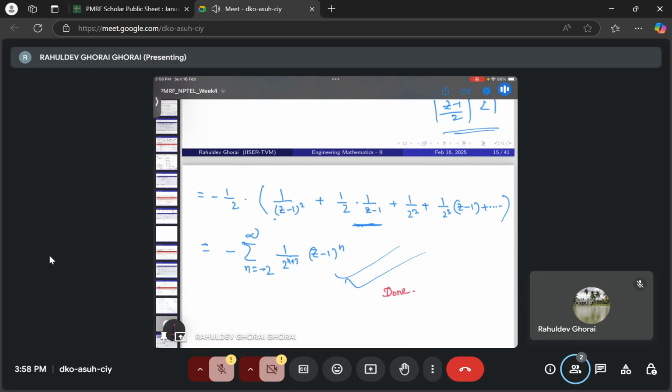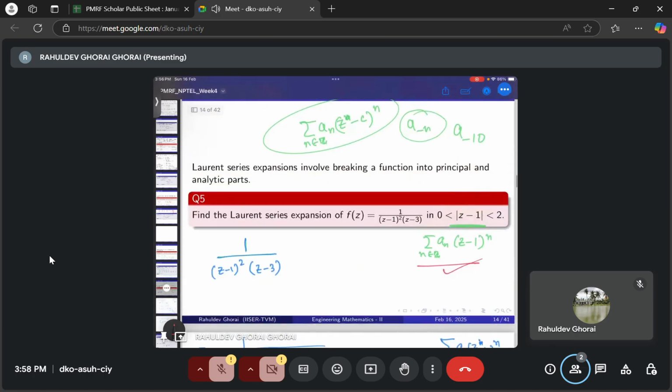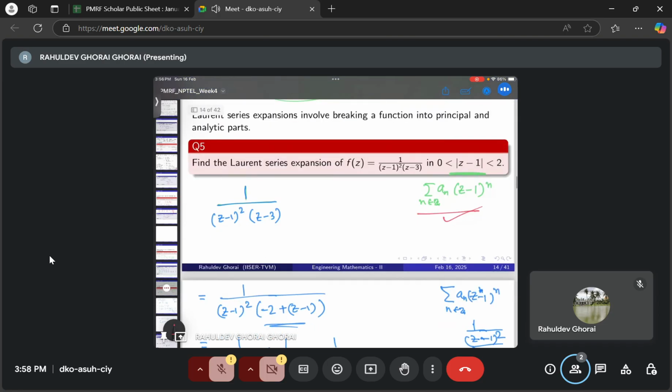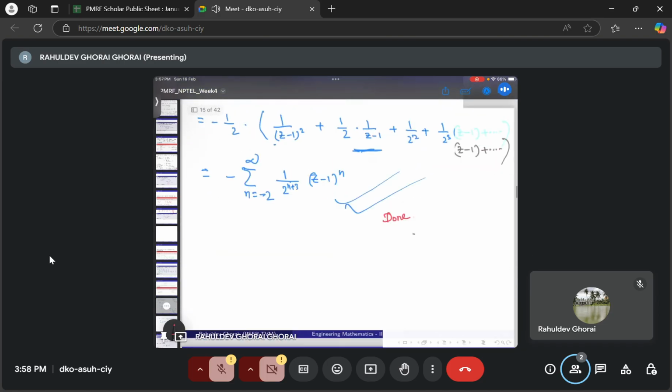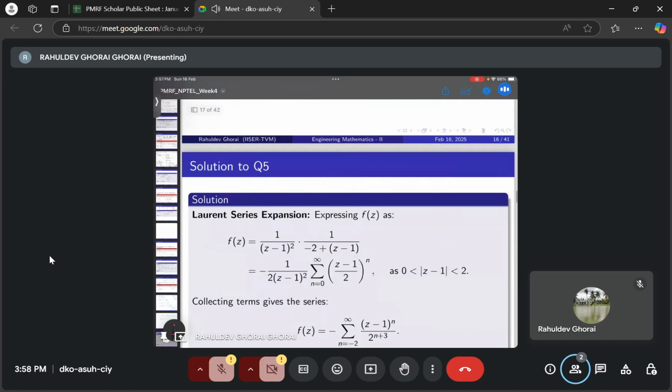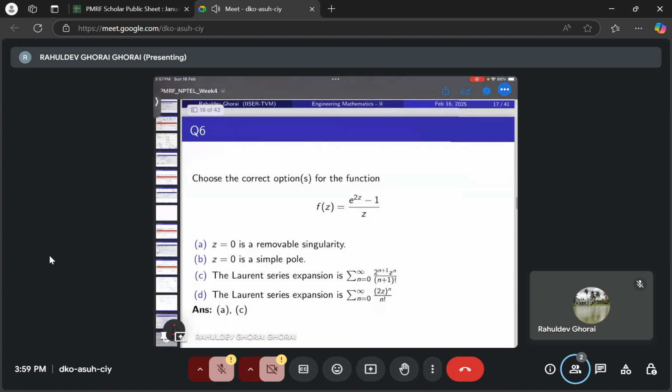So you've got the Laurent series expansion of the function. Find the Laurent series expansion of the function f(z) equal to this. This is very important. You will see why later. Maybe not in this class, but in exam questions, in many places, this Laurent series expansion will be very helpful.